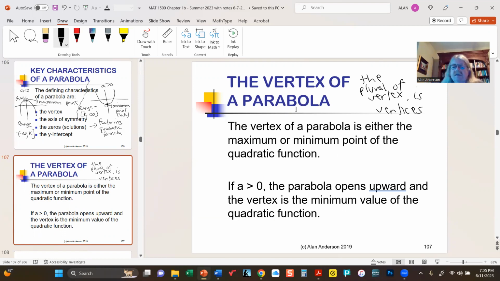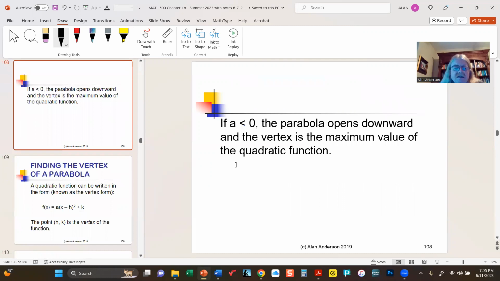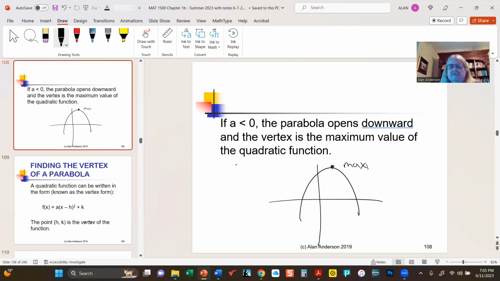So as I just mentioned, if A is positive, the parabola opens upward, and the vertex is the minimum point on that function. Minimum in the sense that this is the smallest value of y. And if it's not, in this case, this would be the vertex. This is the maximum point. Okay. Now, how do we find this point?